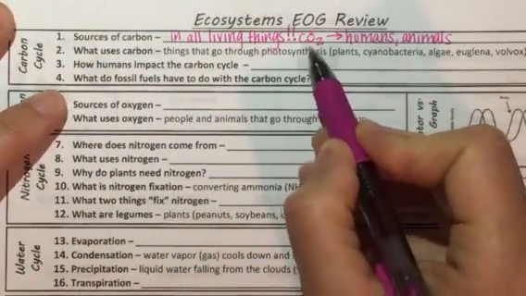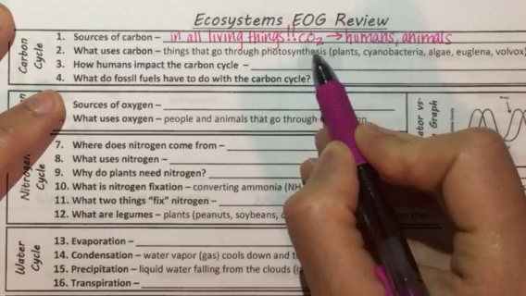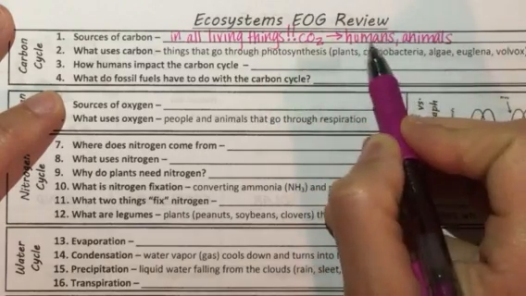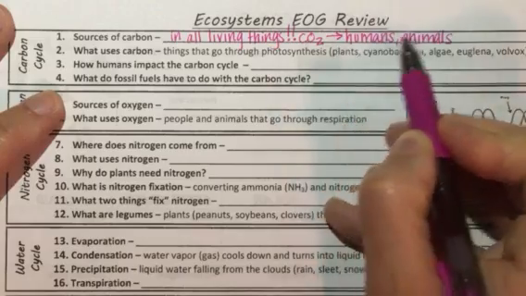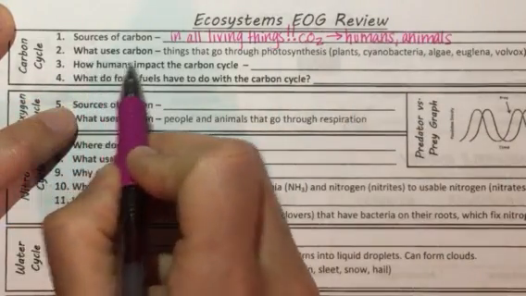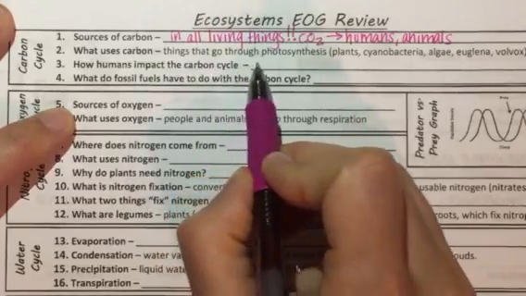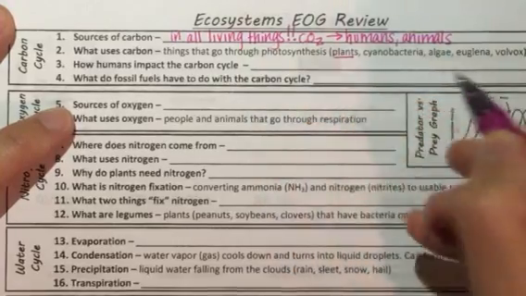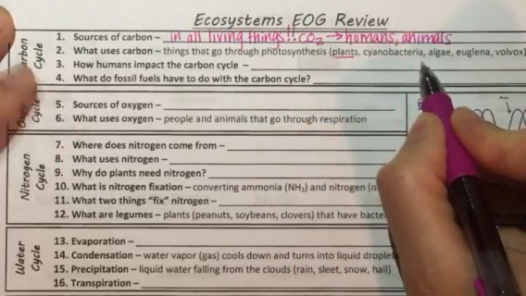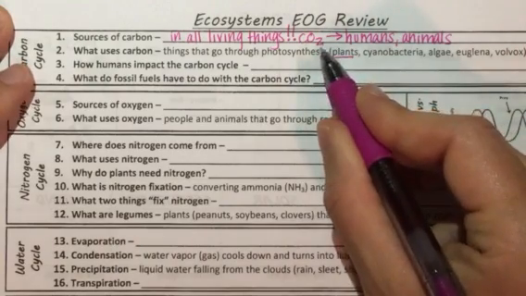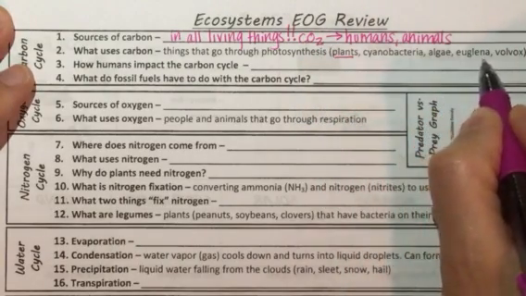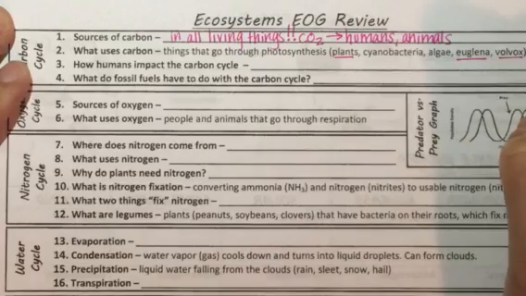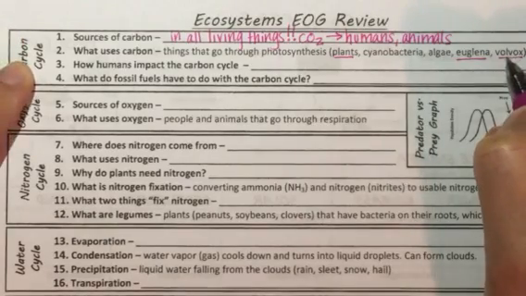All right. In a diagram, you're going to mainly see CO2 marked, coming from humans and animals. So humans and animals breathing out CO2. So what uses carbon then? Things that take in carbon are things that go through photosynthesis, main one being plants. Cyanobacteria also uses carbon, mainly in the form of CO2. Algae, Euglena, Volvox. Euglena and Volvox were protists that you talked about in 7th grade and also in 8th grade.